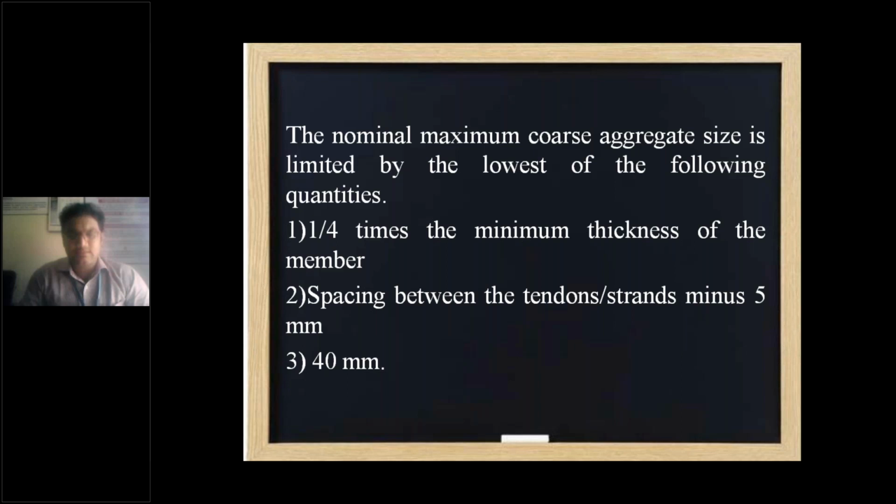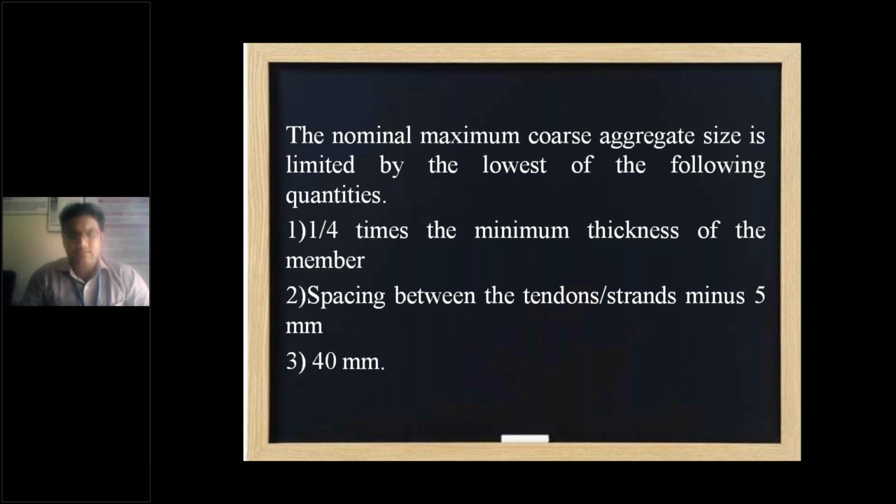The nominal maximum coarse aggregate size is the lowest of the following quantities. First, you have to check 1/4 times the minimum thickness, what is the size? Spacing between the tendons or strands minus 5 mm, what is the size? And 40 mm. Out of these three you have to go with the minimum size. So that will be your maximum coarse aggregate, not the minimum.